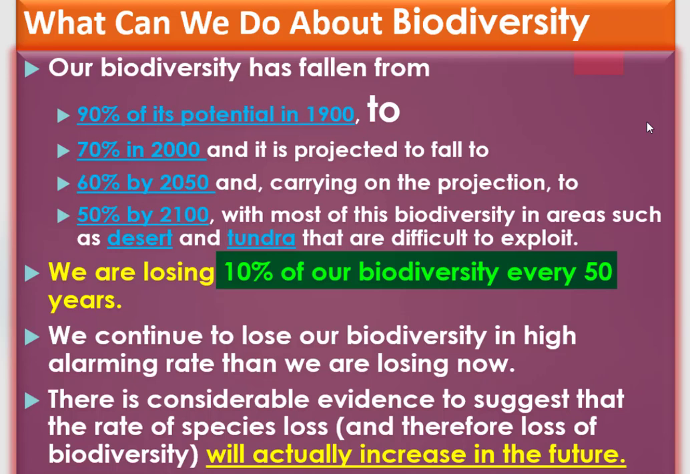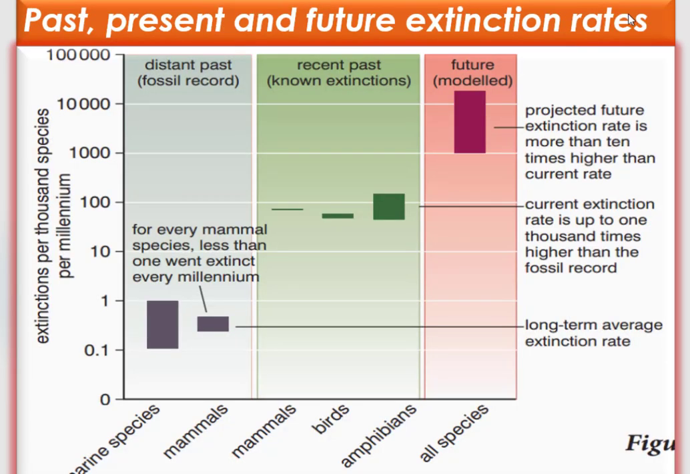There is considerable evidence to suggest that the rate of species loss, and therefore loss of biodiversity, will actually increase in the future. As we can see from the figure, past, present, and future have different biodiversity extinction rates per thousands of species per millennium. When we see extinction rates of mammals that lived in the distant past, based on their fossil records, for every mammal species, less than one went extinct every millennium.